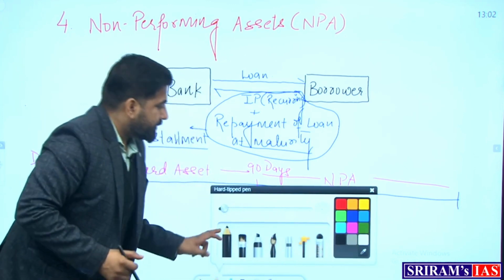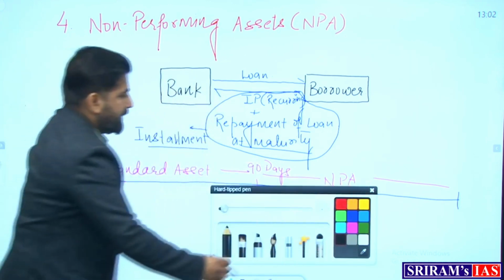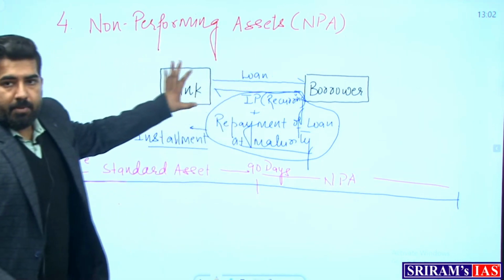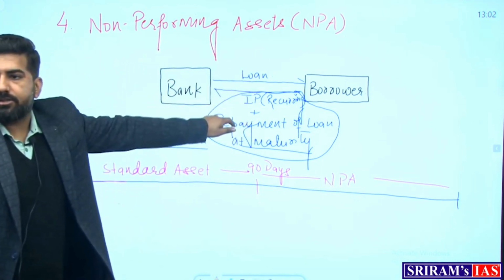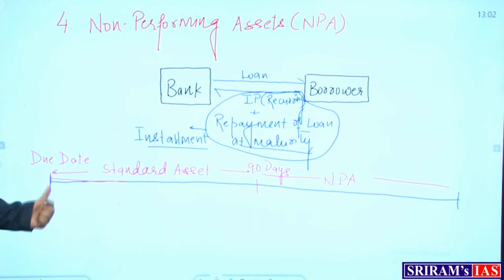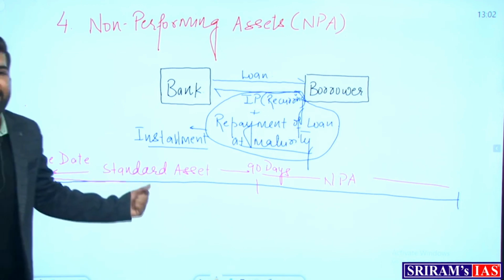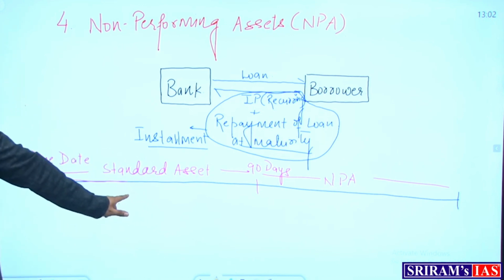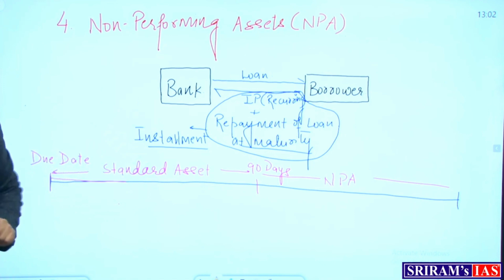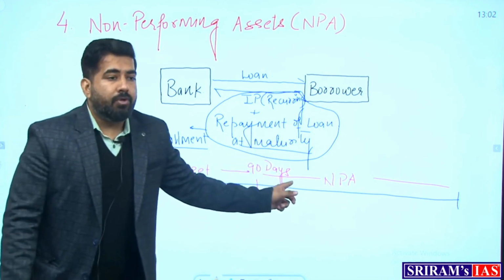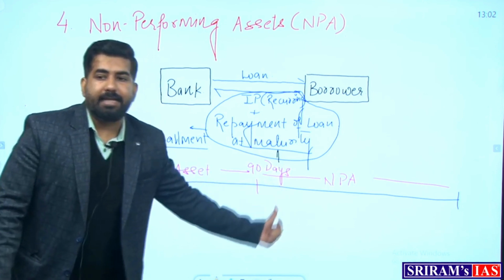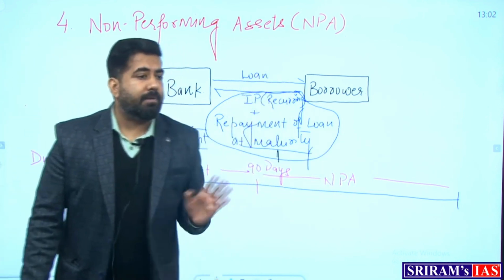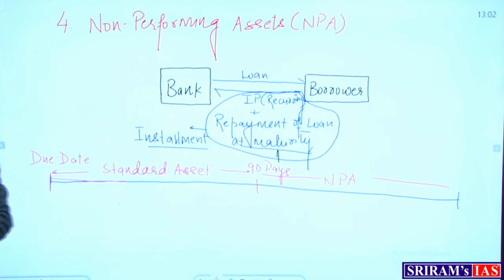Try to understand more points. See, this is a simple thing. A borrower has taken a loan and is paying the installment regularly. If it is paying regularly, it is perfectly fine. But even if it has missed this loan repayment or installment amount for some days, like 5 days, 10 days, it is still a standard asset. But as soon as the installment remains overdue for more than 90 days, that asset becomes a non-performing asset. Clear? That asset becomes a non-performing asset.